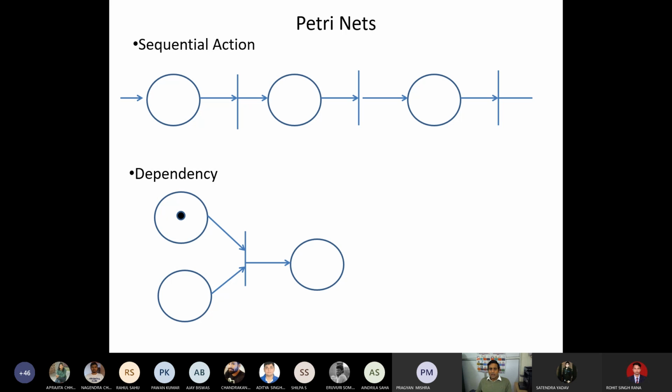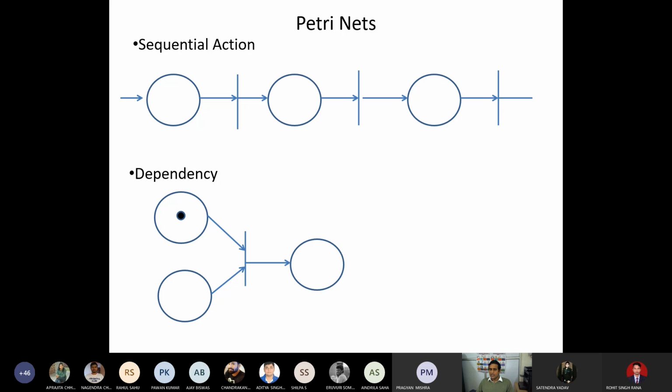Now we can also model dependencies. How can we model a dependency? It is very similar to something like this. As I told you, all the input places of a transition should have at least one token. If any of them has no token, that means the transition will not be fired.